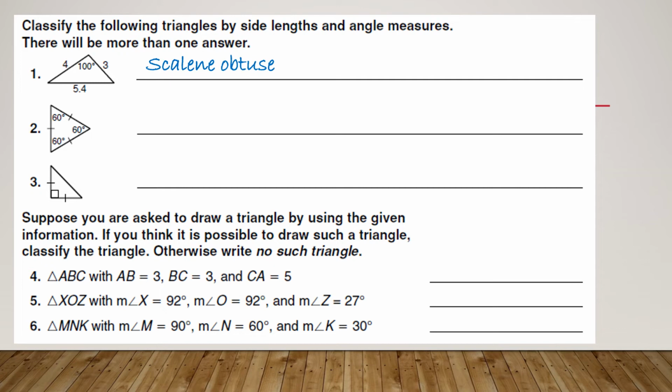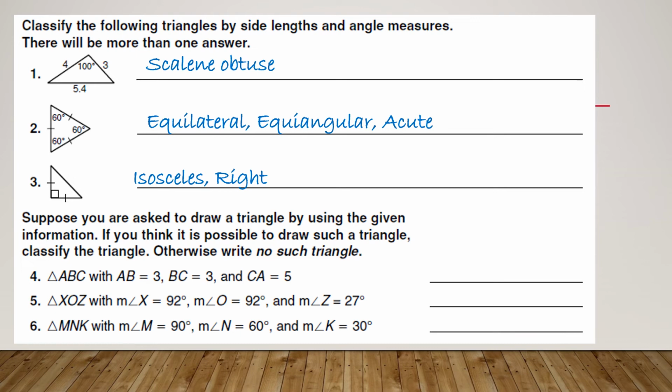Number 2 has 3 descriptions. It is equiangular, equilateral, as well as acute. So all 3 of those would be ways to describe that triangle. And number 3, by angle measure, it's a right triangle because of the box in the corner. And then by side length, those 2 dashes are indicative of congruence. So that is an isosceles right triangle.